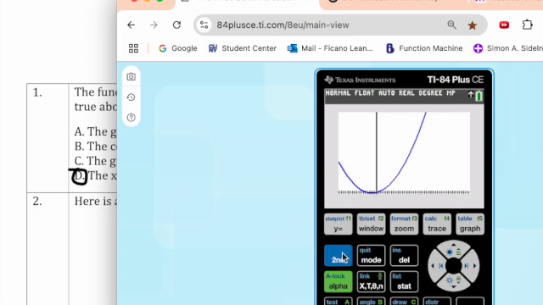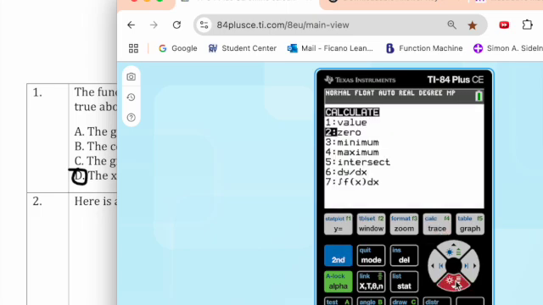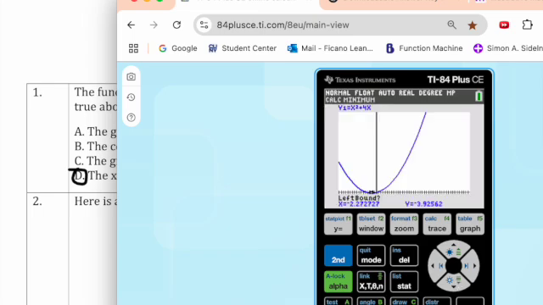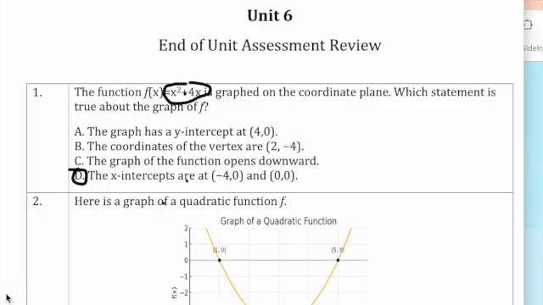But let's just do the calculation of the minimum, which is our vertex. Enter. That was our left bound. This is our right bound. Okay, and then we're going to hit enter to calculate. And so our minimum value, our vertex, is at negative 2 comma negative 4. So that's not true because it shows positive 2, right? Negative 4. So that's not true. I'm just putting these back out here.